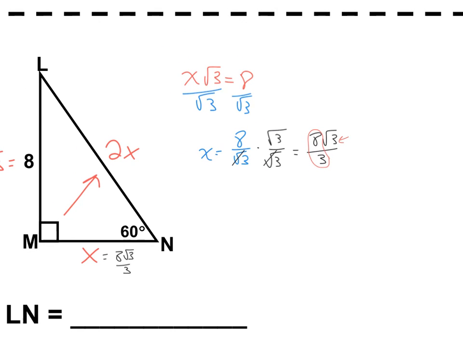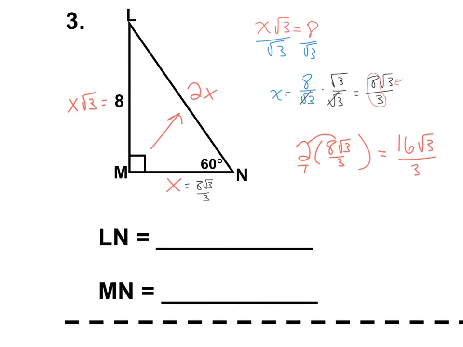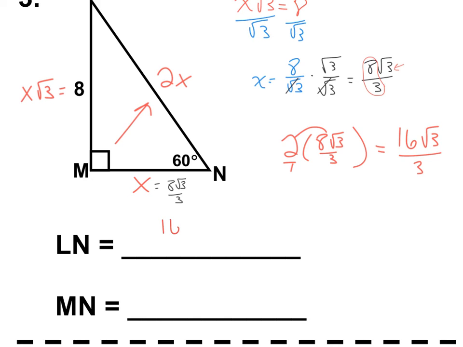Now I need to find 2x. So that's 2 times 8 square roots of 3 over 3. Now really that's 2 over 1. And remember, you multiply numerator by numerator, denominator by denominator. So 2 times 8 is 16, and the square root of 3 stays the same over 1 times 3, which is 3. So our 2x side, or ln, is 16 square roots of 3 over 3.